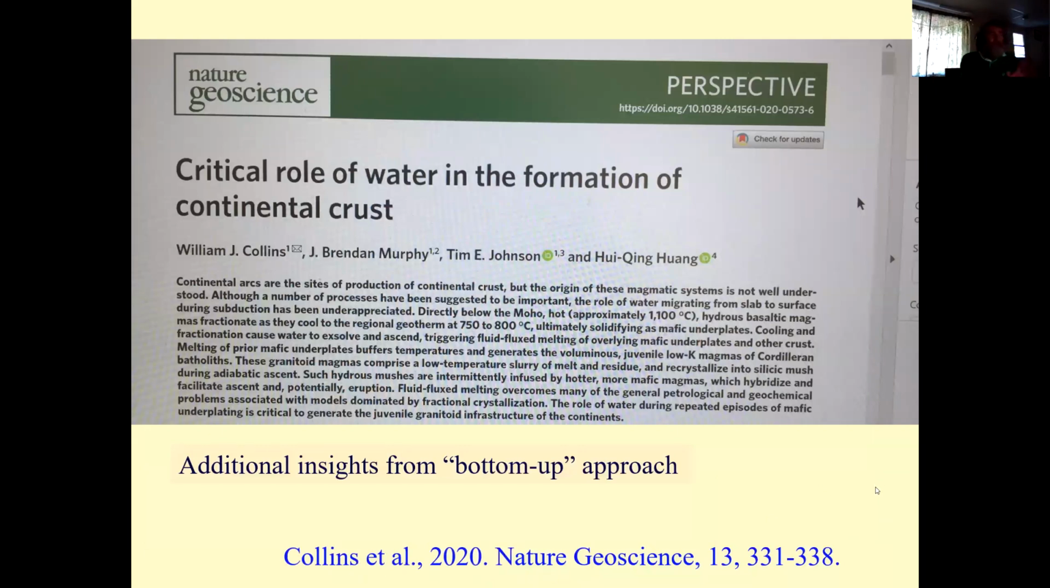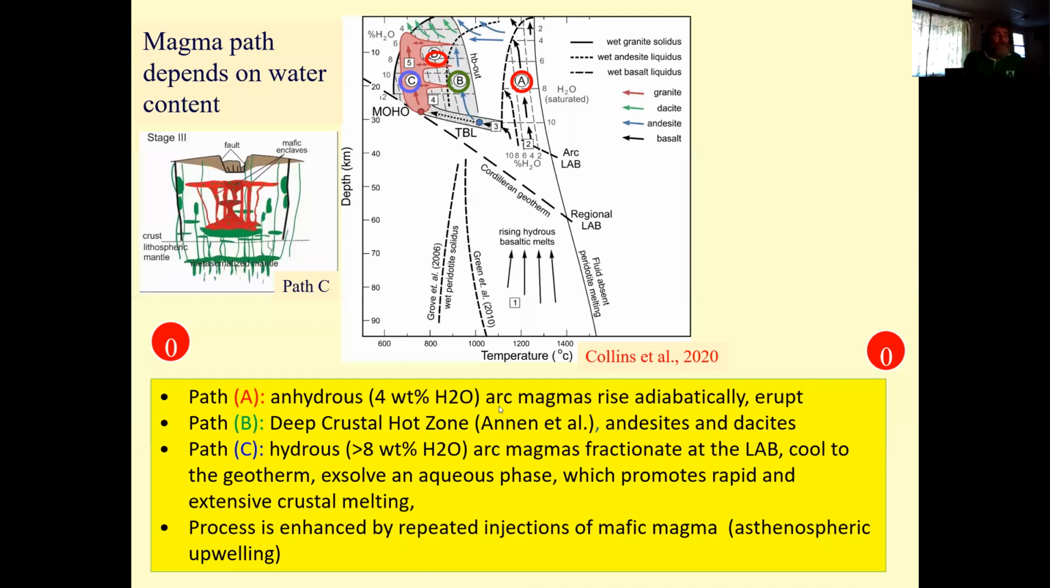Just to highlight a few things if you're going through this paper. Most arc magmas rise anhydrous or relatively water-poor, and they rise adiabatically and erupt. So this would be the equivalent of path A on this diagram. You see the temperature-depth profiles in here. Appinites, on the other hand, may be more equivalent to path C, the more hydrous arc magmas, where magma is derived in the mantle.